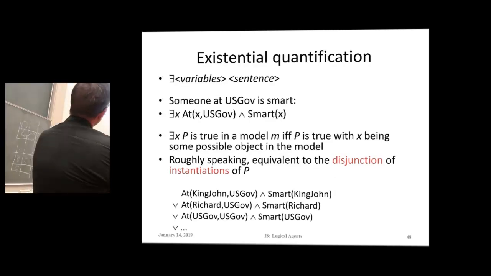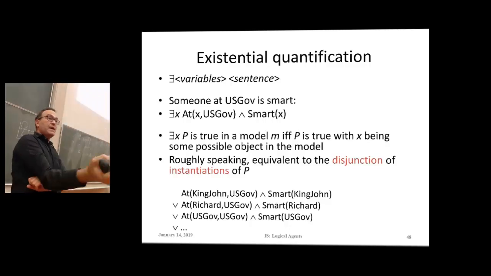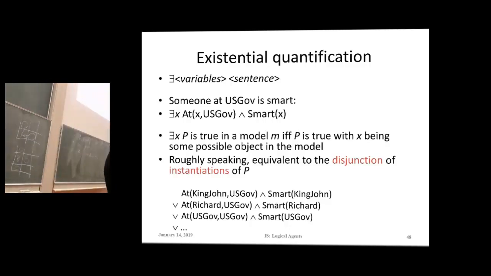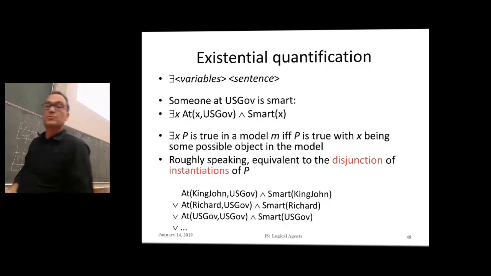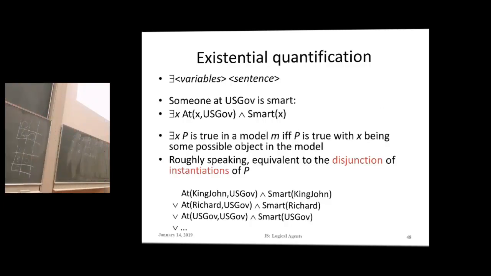And the second one is the existential quantification, where you would be able to represent that there is someone smart in the US government, so there exists an x, x is at the US government, so it combines two objects basically with the at relation, and this object x must have the smart property. And then the definition of the semantics is again, exists x p is true in the model M if and only if p is true with x being some possible object in this model. And these are basically the definitions of the operators, universal quantification, existential quantification, which are very powerful in modeling these properties of the games, for example.